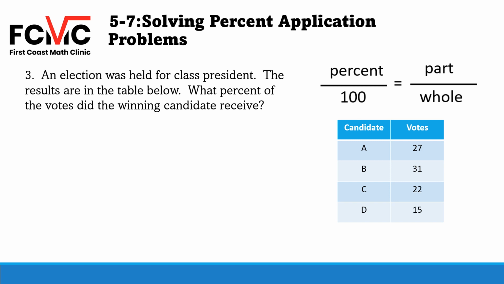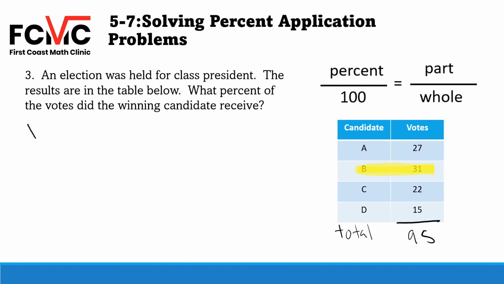Number 3, an election was held for class president. The results are in the table below. What percent of votes did the winning candidate receive? So we've got our candidates A, B, C, and D, and our votes. The first thing we have to figure out is what's the total here. We can figure out the total by adding up all the votes, and our total should be 95. And our winning candidate appears to be candidate B. Candidate B got the largest number of votes.